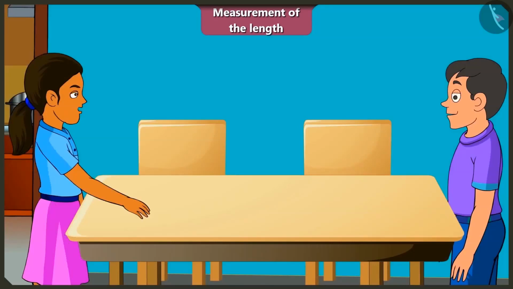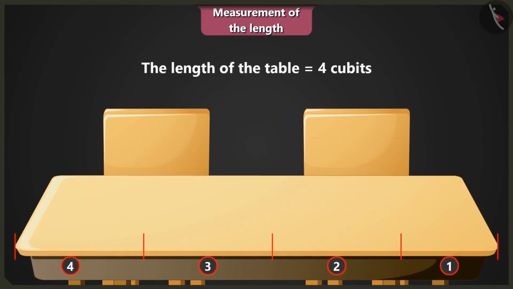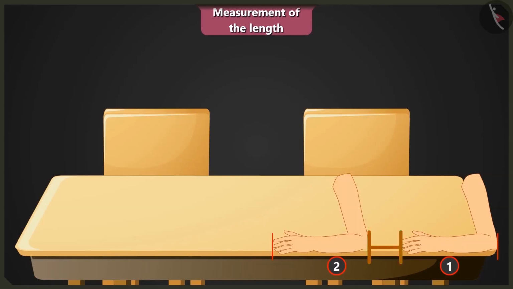Now measure this using your arm length as a unit. Then the length of this table is 1, 2, 3 and 4. The length is 4 cubit length of my arm. No, Gotu. While measuring the length of the table, you have left some space between the two arm lengths. In this way, you can never get the measurement correct.